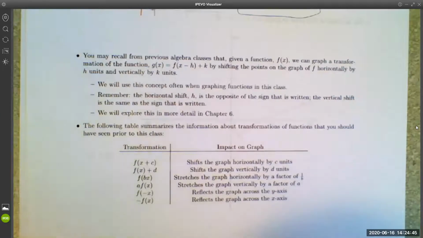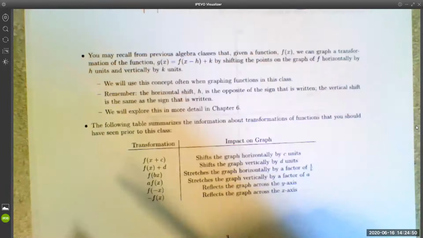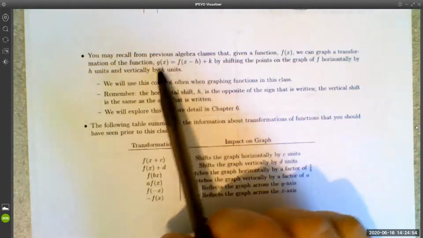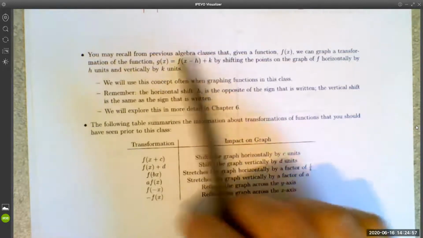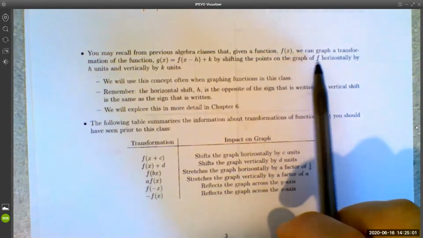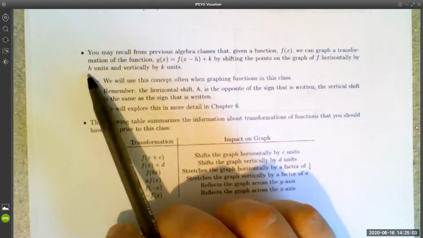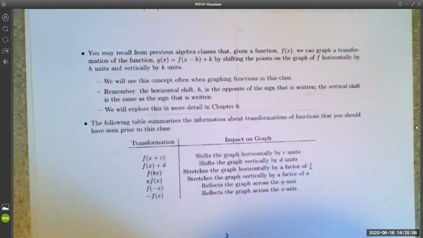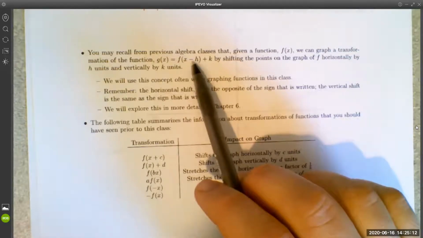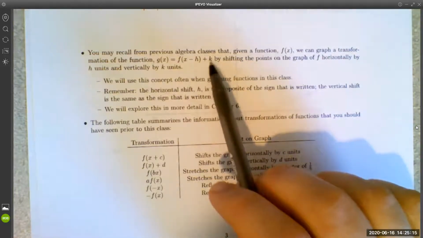All right. Another thing about graphing functions that you may remember from previous algebra classes is that given some function f of x, we can graph a transformation of the function g of x, right? Which is like f of x minus h plus k, by shifting the points of the graph of f horizontally by h units and vertically by k units. What you have to remember is that with h, the sign changes, and with k, the sign does not change.